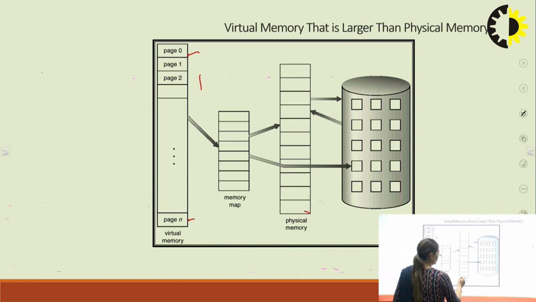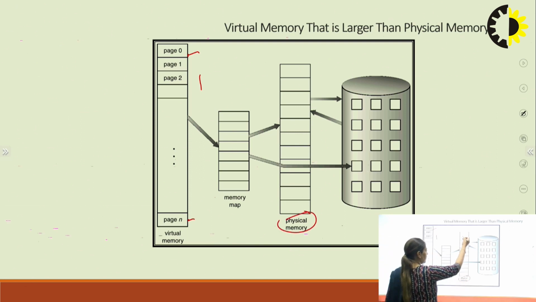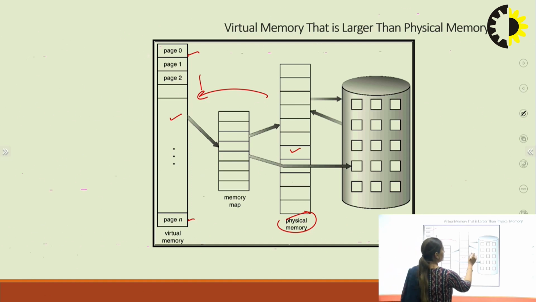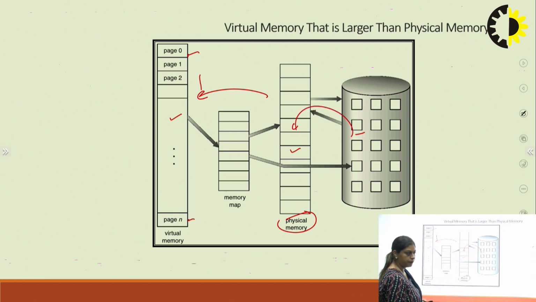And this is our physical memory, which has fewer pages compared to the virtual memory. Now, that means there are some pages which are in this but not in this, right? So those pages have to be stored in the backing store, and whenever we require them, we have to bring them into the physical memory from the backing store, right?